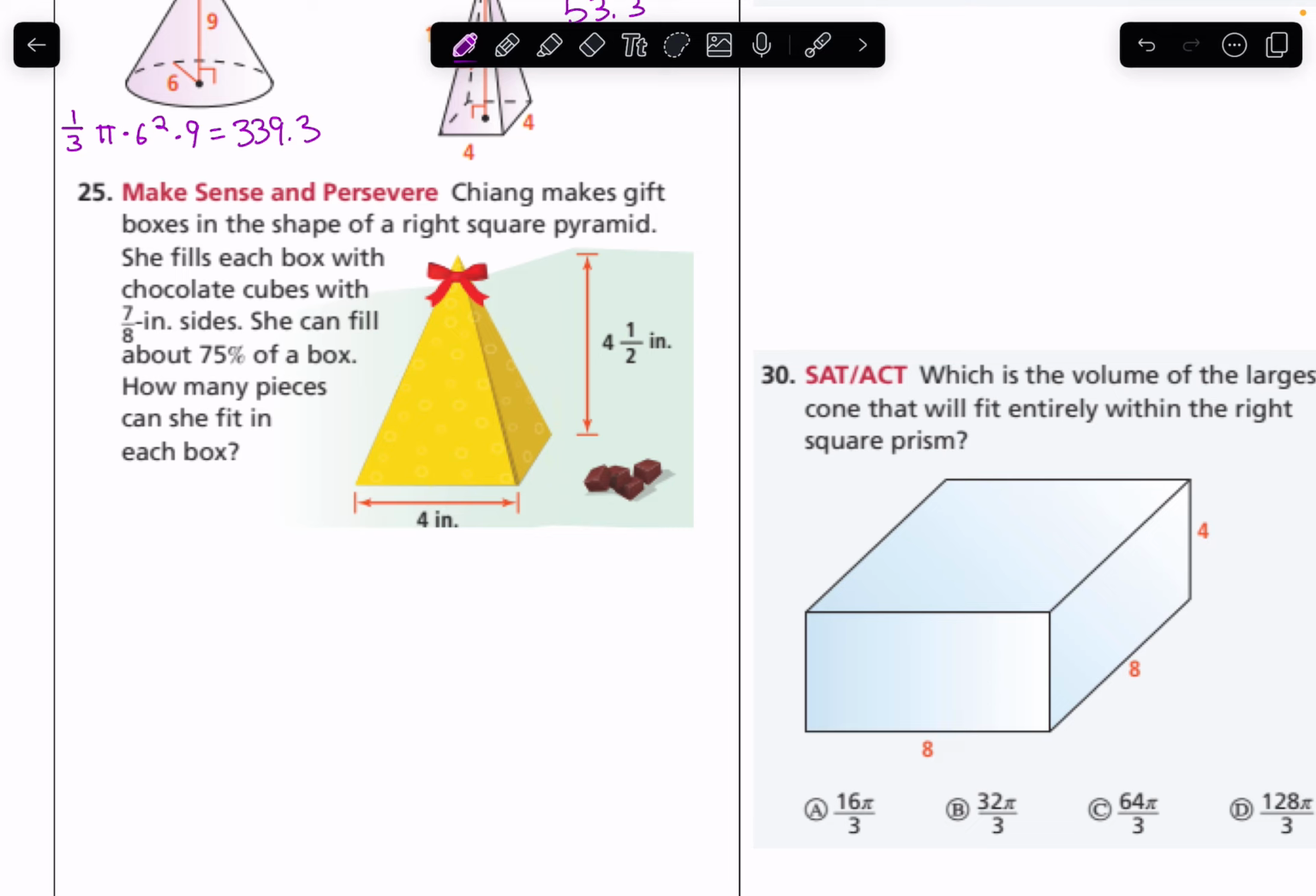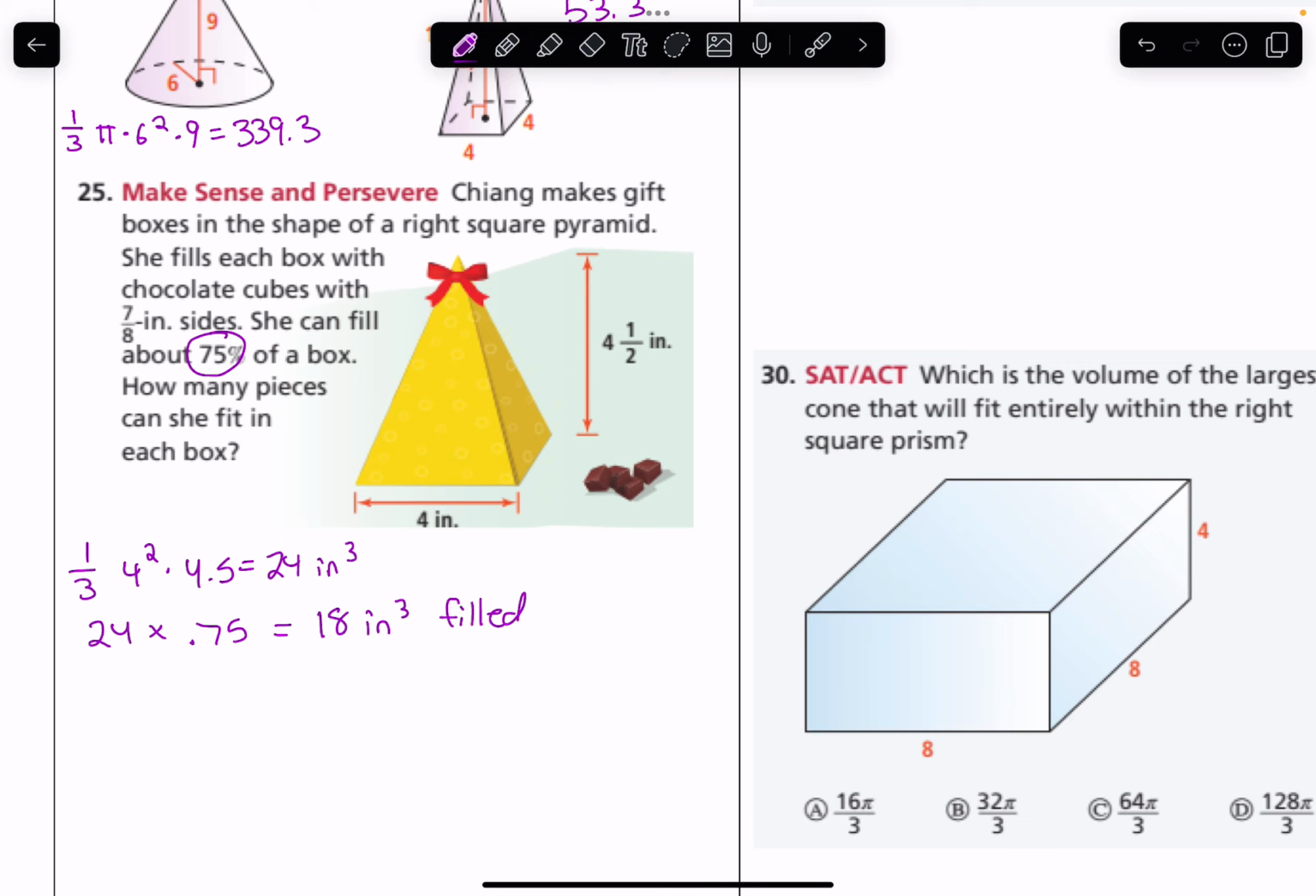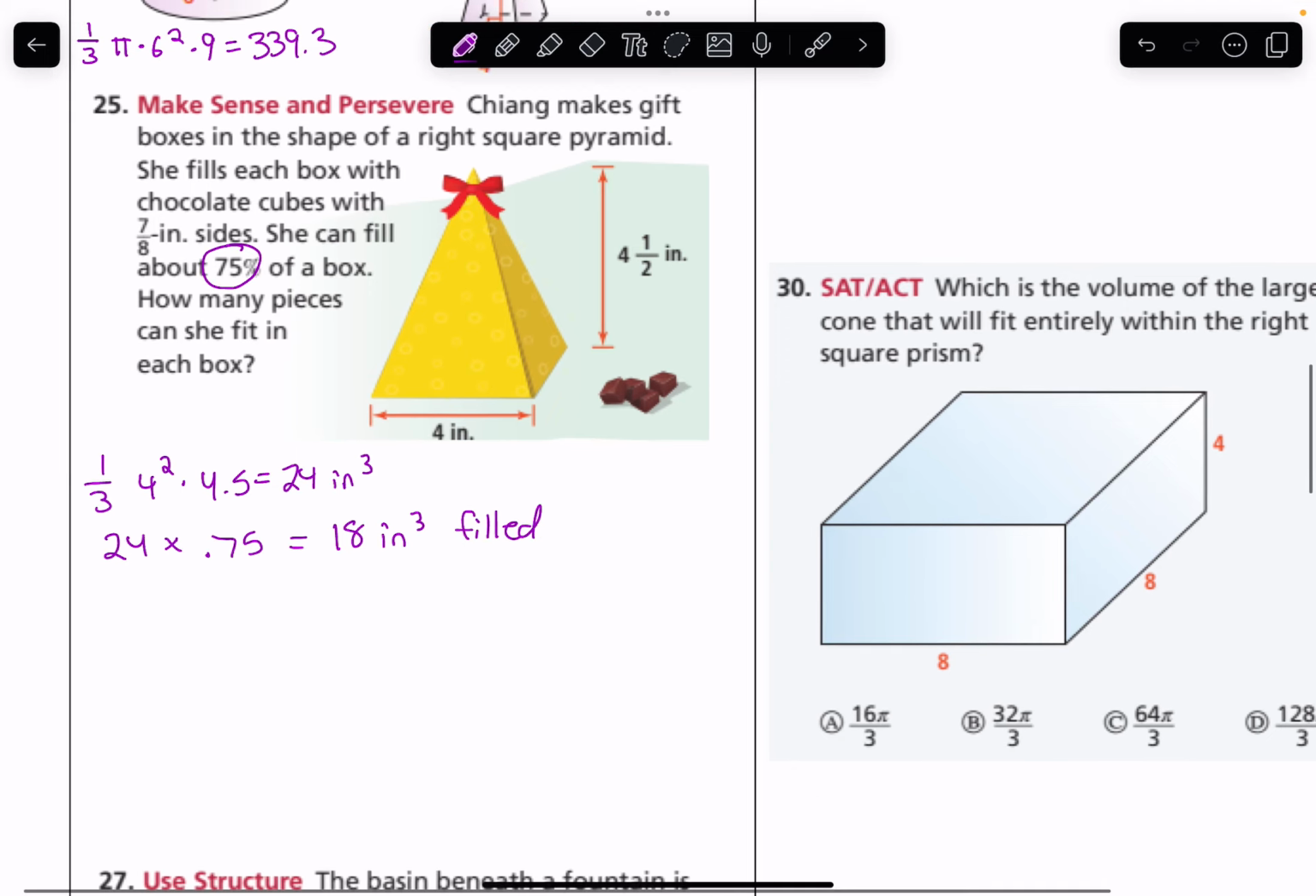So first, let's find the volume of the pyramid. The volume of that box is going to be 1/3 area of the base, 4 squared, times height, 4.5. So that's going to give us 24 inches cubed. But she can only fill 75% of that volume with chocolate. So we'll take 24 and multiply it by 0.75 to find that 75% of that box is 18 inches cubed that gets filled.